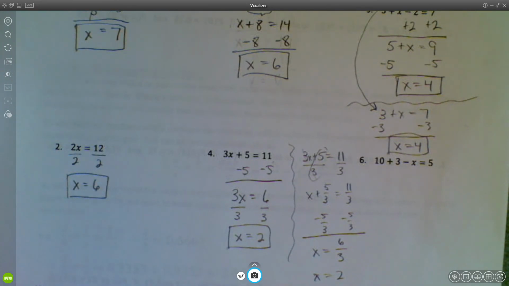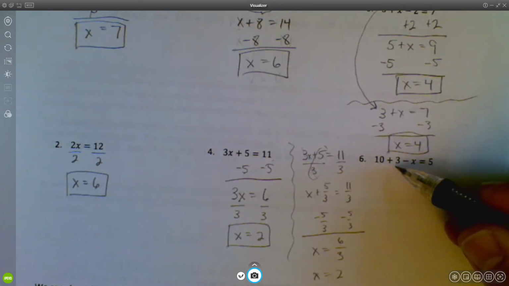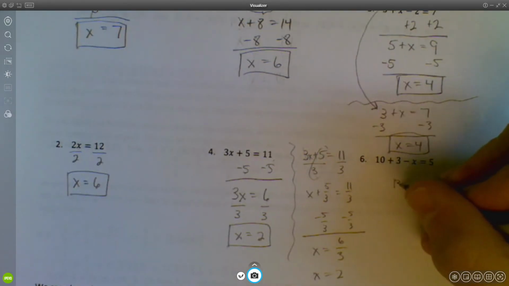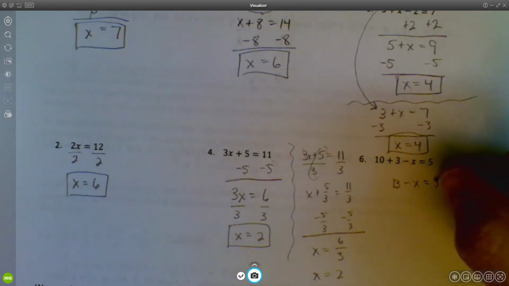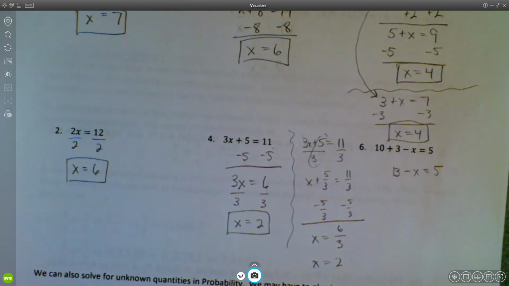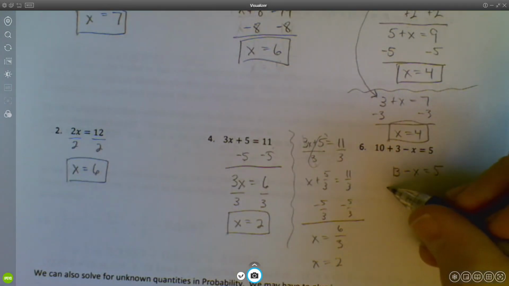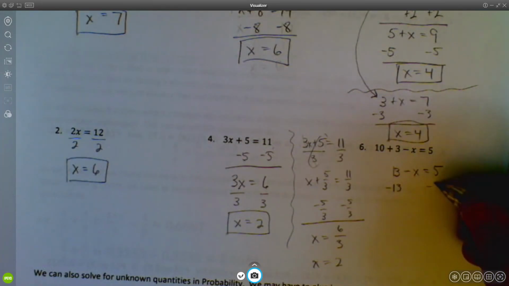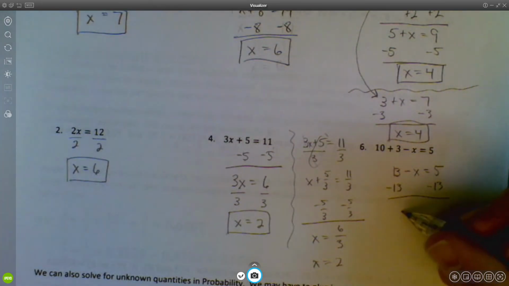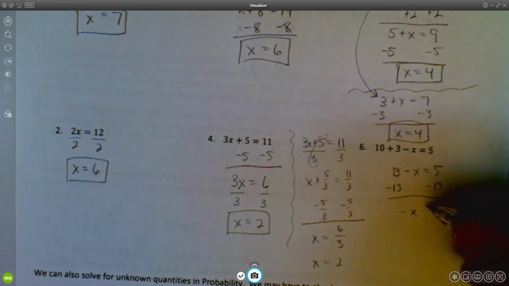Okay, here's my solution. I would start off by combining like terms. 10 plus 3 is 13. Then I would try to undo what's being done to the x currently. Currently I have this positive 13. I need to undo it by subtracting 13. And then I'll be left with a negative x on the left.